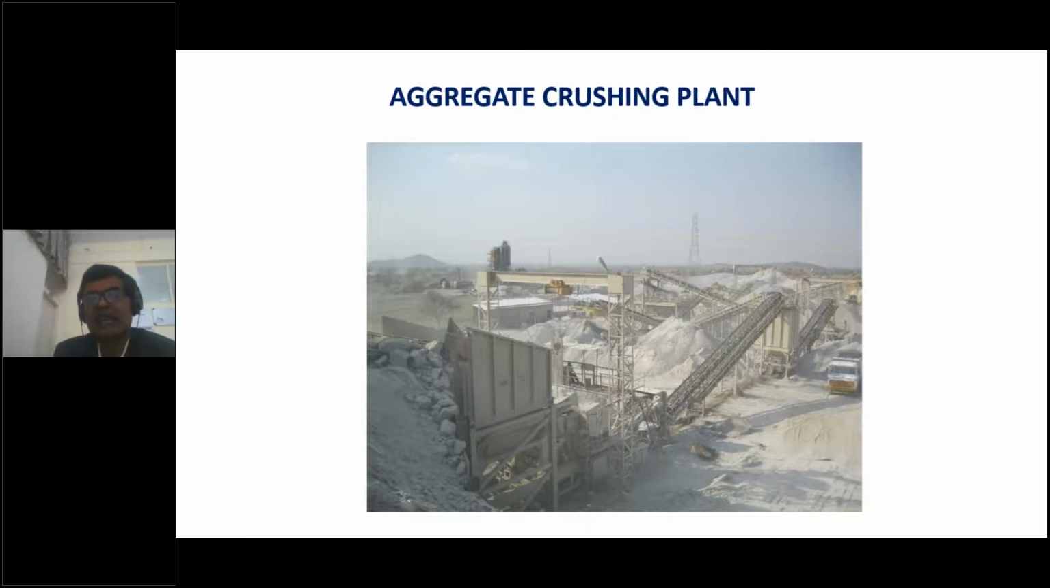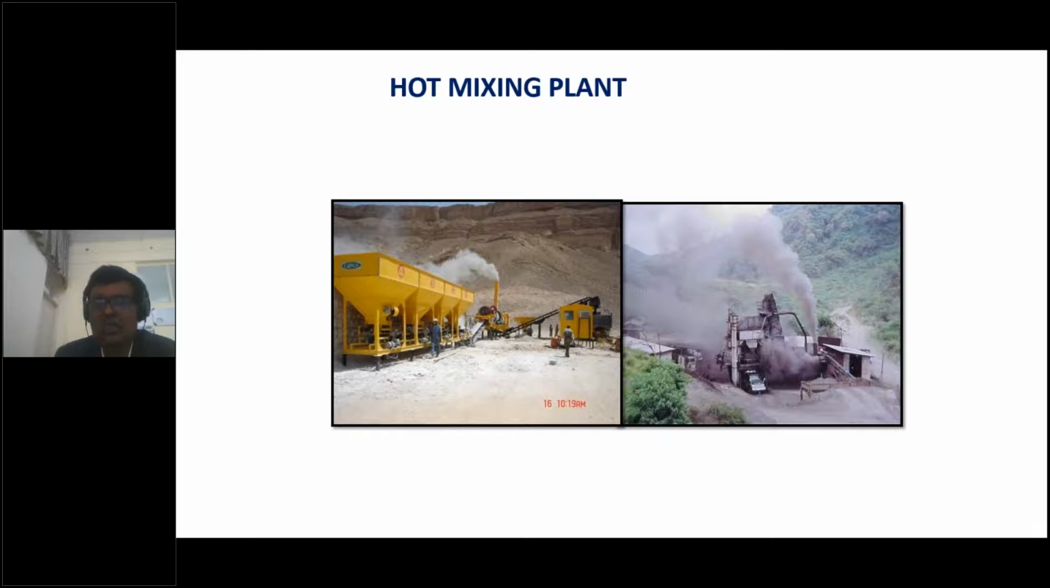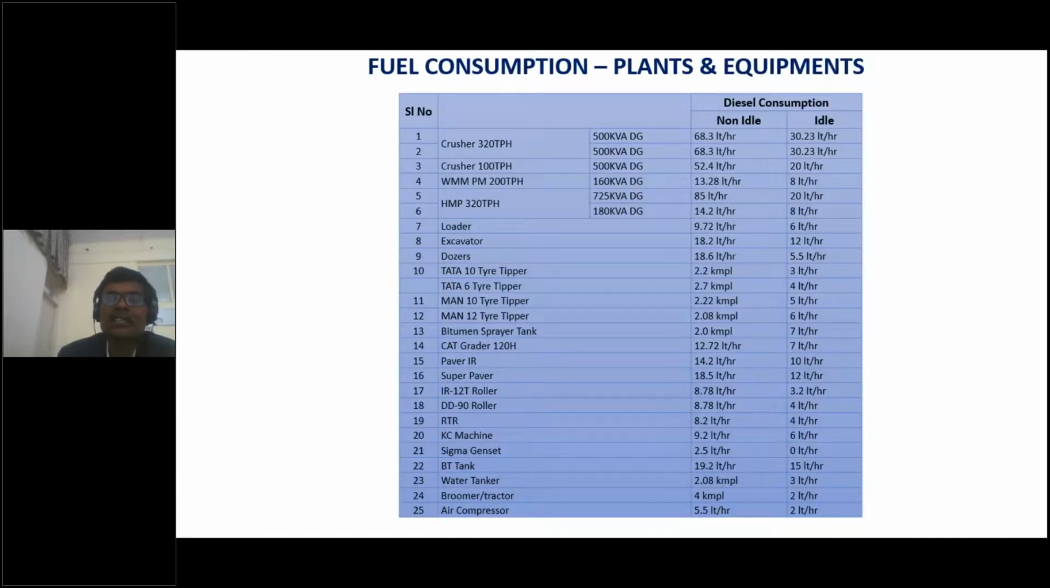And look at this crushing plant, dust, aggregate crushing plant, and see this hot mix plant. Of course this is a little exaggerated, but I want to convey the huge smoke we are emitting to Mother Earth. Look at this slide, the consumption of the fuel.